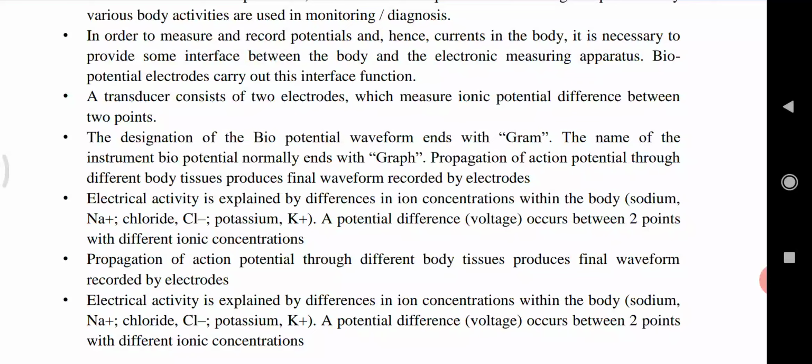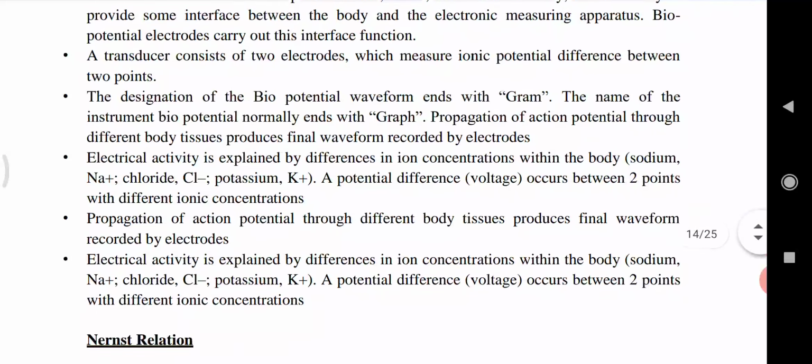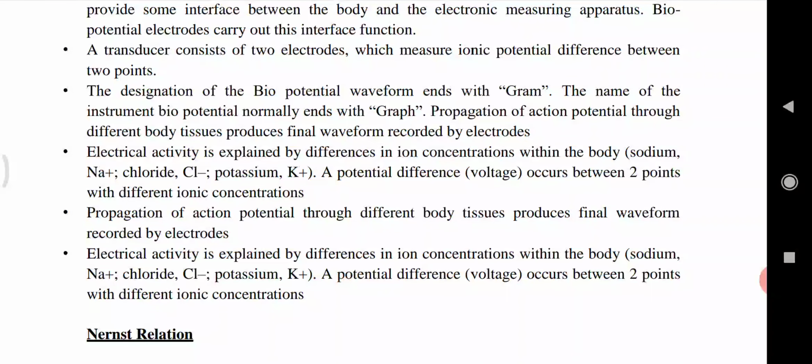Electrical activity is explained by difference in ion concentration within the body. That is, we have already known the three ions whose concentrations in the intracellular and extracellular fluid matter are sodium, potassium, and chloride. And the potential difference between these 2 points will create some ionic concentrations, and we have to measure these differences in the potential via some electrodes.